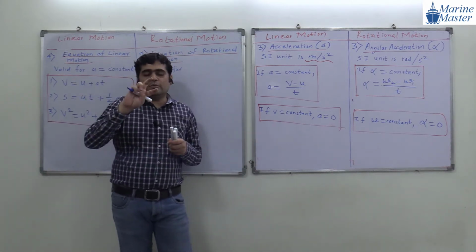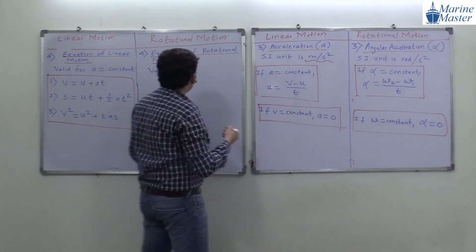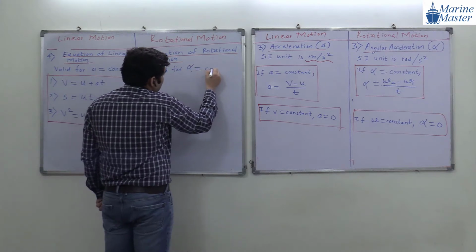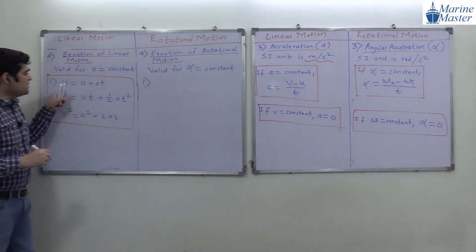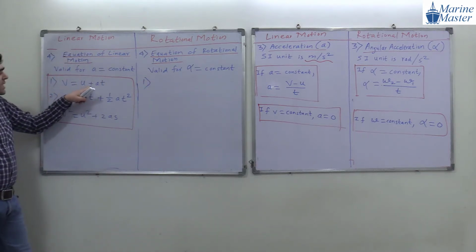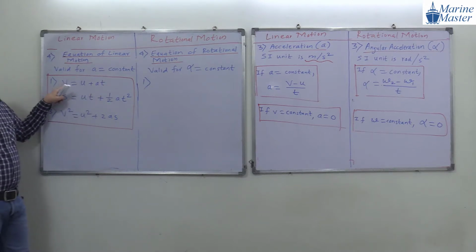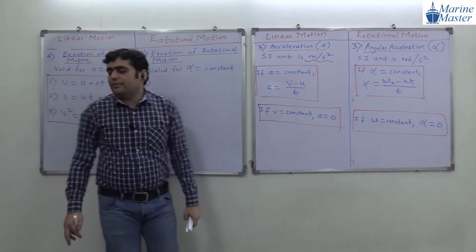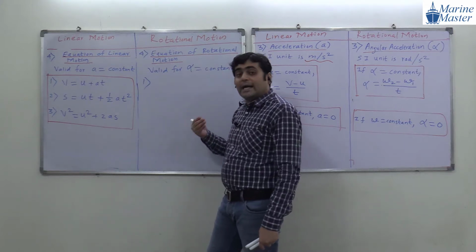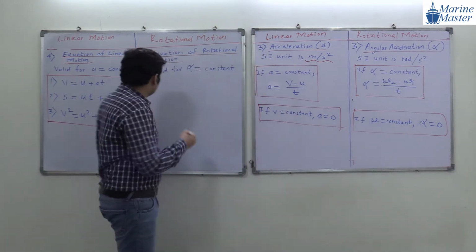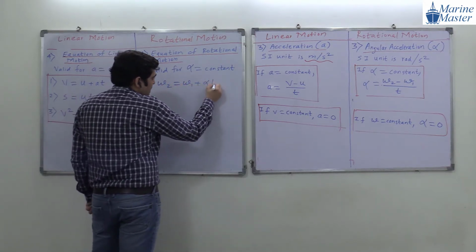So in linear motion we have acceleration. In rotational motion what we have, guys? Angular acceleration. So here valid for alpha is equal to constant. V means final velocity, u means initial velocity, a stands for acceleration, t stands for time. Instead of v, we can write omega 2, final angular velocity. So omega 2 is equal to omega 1 plus alpha t.